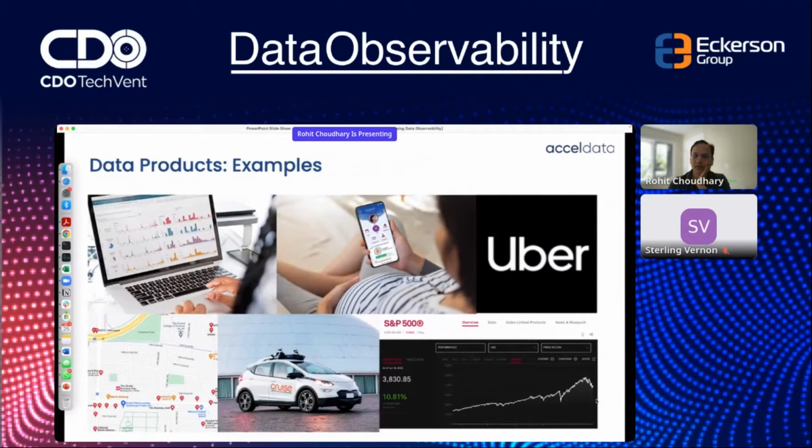So let's look at what data products are today. Uber is a data product. An S&P insight is a data product, because you're going to make your investment decisions based on the data that you have. Nobody is going to put more money into a stock without analyzing what their data is. And for you to be able to make those assessments, you definitely need access to your data.